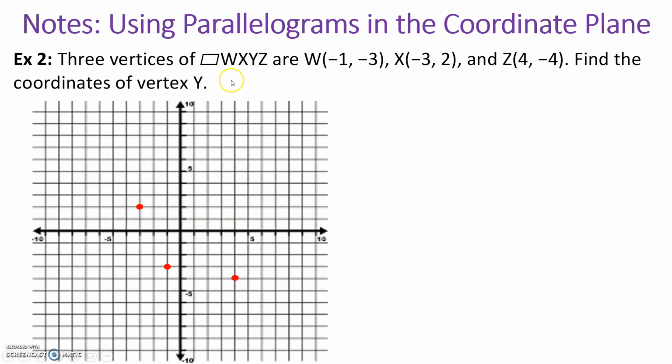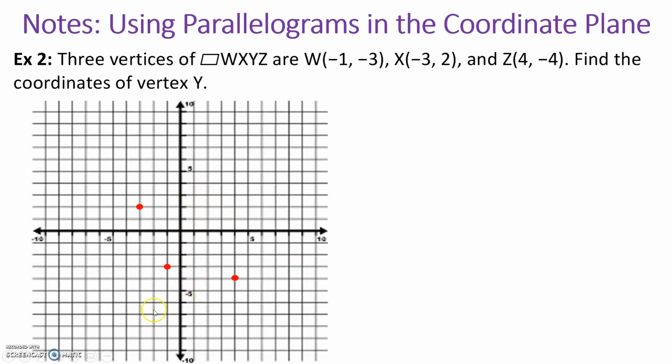Now we know that this parallelogram is W, X, Y, Z, and in that order. So W, X, what do we got? W right here, -1, -3. X, -3, 2. Y is somewhere over here to the right, and then Z. So we're going to go up, right, down, and around. So we know that our Y is located over here in the first quadrant.